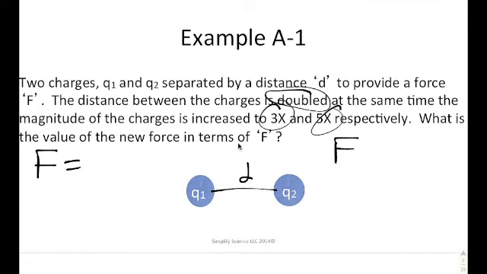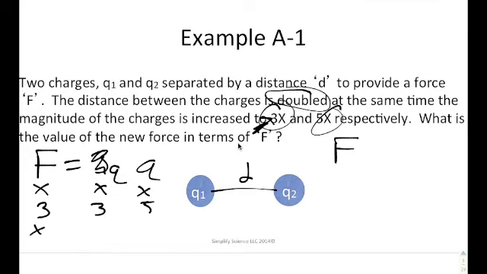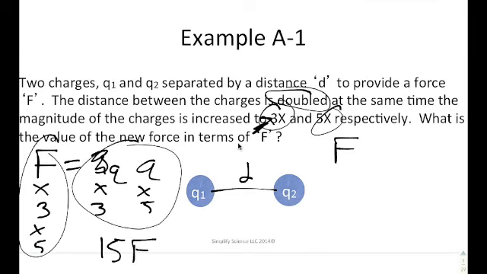Now, if I were to just increase the magnitude of the first charge, the force would go up by a factor of 3 because I increased the charge by a factor of 3. If I were to increase the charge of the second one by a factor of 5, I would have to increase this by 5 as well, and if I was just increasing the charge by 3 and 5, you would expect 15 times the force value. But you have to account for the doubling of the distance as well.